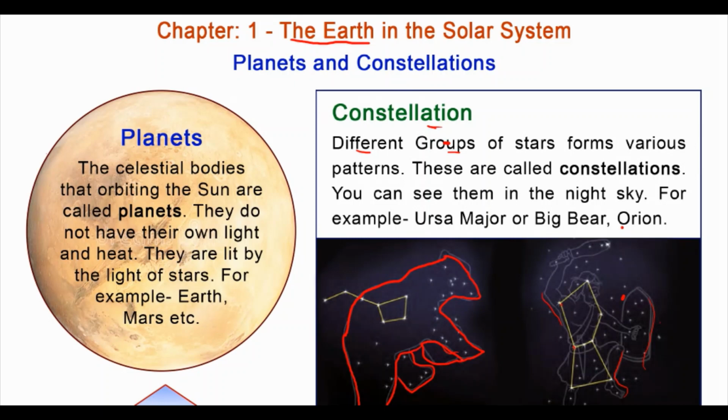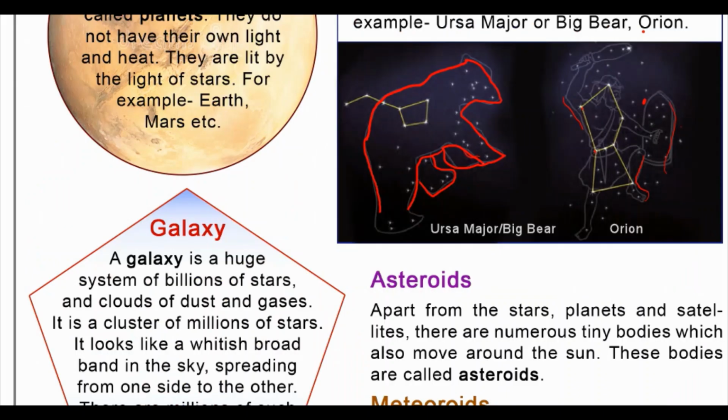Now let us read what are planets. Okay, so you can see here planets, the celestial bodies that are orbiting the sun, are called planets. They do not have their own light and heat. They are lit by the light of stars. For example, Earth, Mars, etc. We have asteroids.